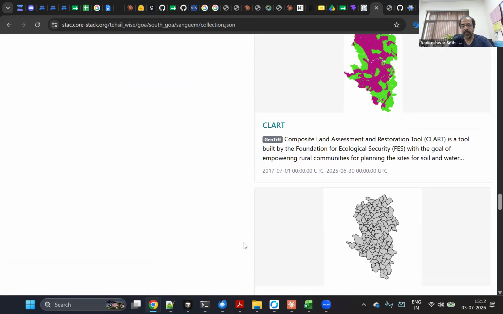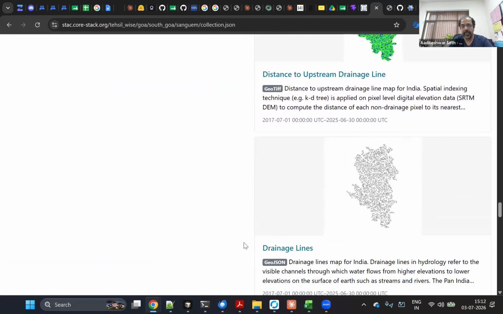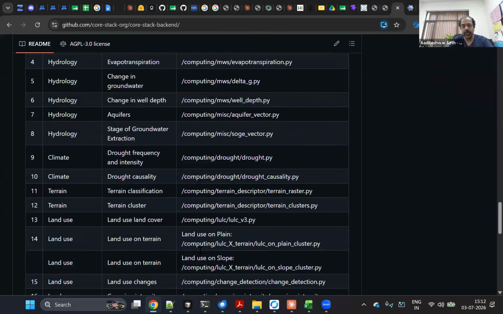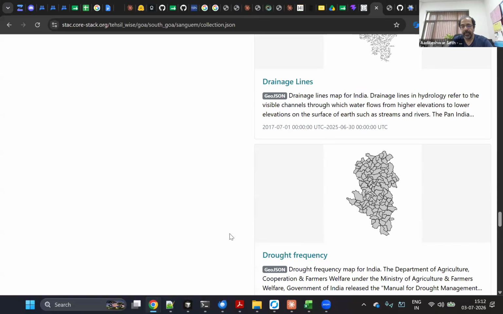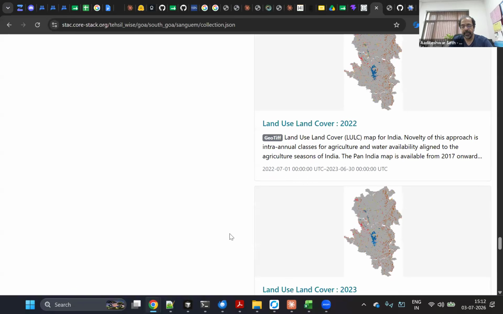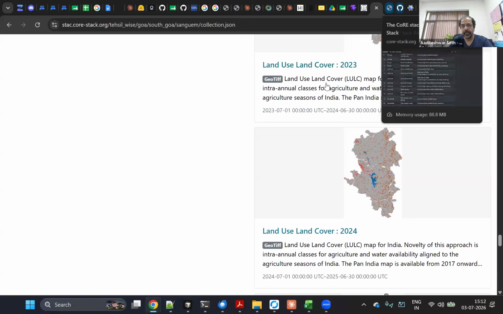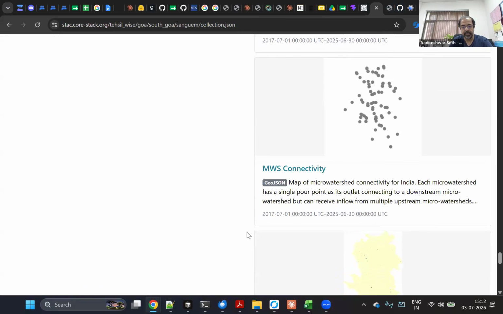For any tehsil, various pipelines run. The pipelines that I showed over here all run for any tehsil and they produce all these different maps. And these maps and the statistics are what are described in these metadata standards.